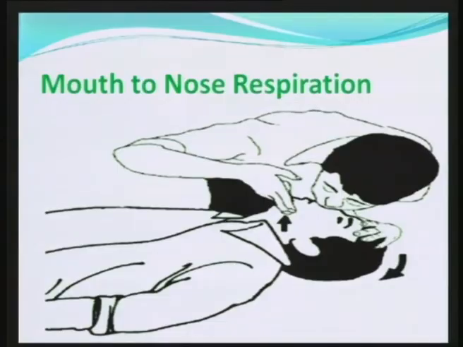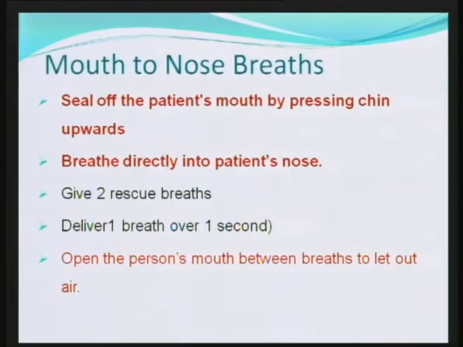So in mouth to nose breathing, as we can see in this picture, seal the patient's mouth because we have to give mouth to nose breathing. Seal the patient's mouth by pressing the chin upwards, breathe directly into the patient's nose and give 2 rescue breaths. Deliver 1 breath over 1 second and open the person's mouth between the breaths to let the air out.